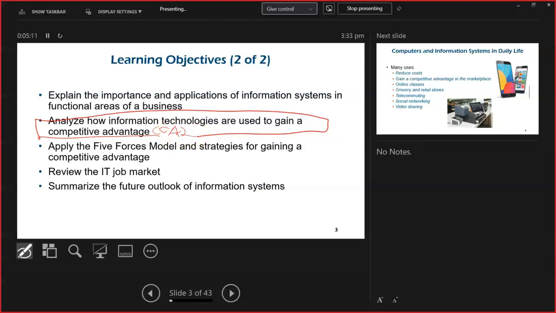And by that time, you have to learn models. Remember, model is thinking. The 5 forces model was made by a person called Michael Porter. It was very famous during the 1990s. This changed the way people think of using IT in society and also in business running. And then the last objective will be about the job, the future outlook. That wraps up chapter 1 altogether.